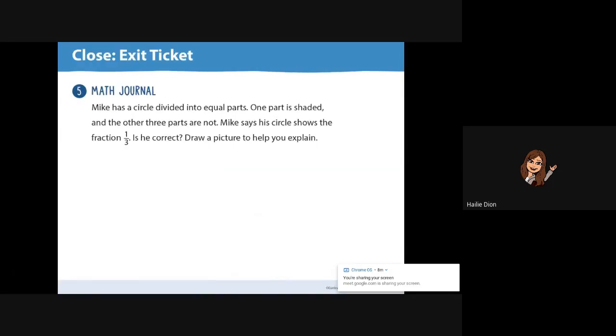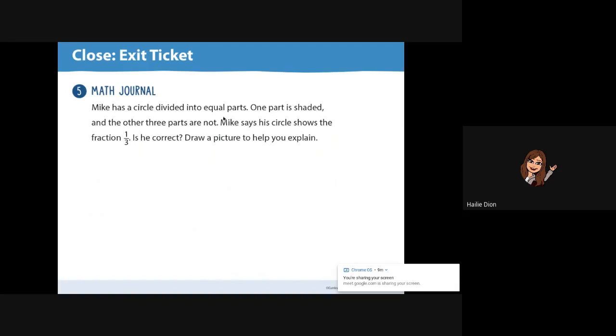So now, time for our exit ticket. Mike has a circle divided into equal parts. 1 part is shaded and the other 3 parts are not. Mike says his circle shows the fraction 1/3. Is he correct? Draw a picture to help you explain.